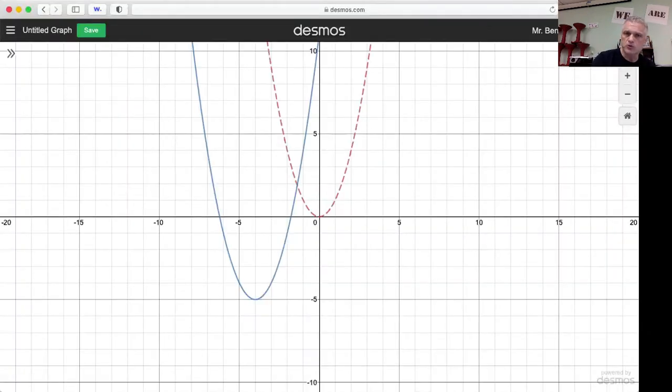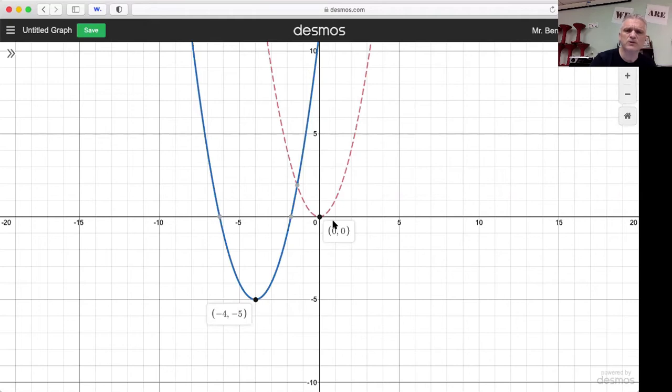So here on Desmos, we've got these two graphs. Now, this red one, the dashed one, this is y equals x squared, or f of x equals x squared. Notice that the vertex is at 0, 0. The blue graph, again, is y equals (x plus 4) squared minus 5. So notice where the vertex of this is. As it's labeled in your picture as well, it's at negative 4 comma negative 5.